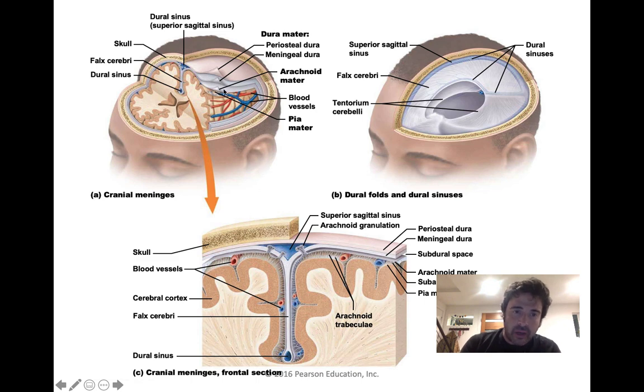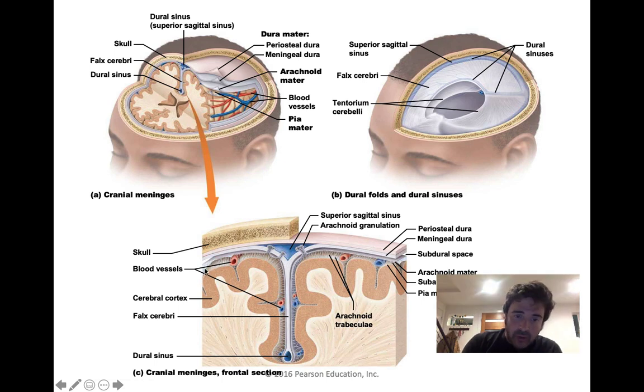So when we look down here, what we've done is we've taken a frontal section of the cranium and the brain, and we're looking at the connective tissue structures that are surrounding it. So we've pulled this out and we're kind of looking at this. Now, you have the dura mater on the outside, the arachnoid mater.